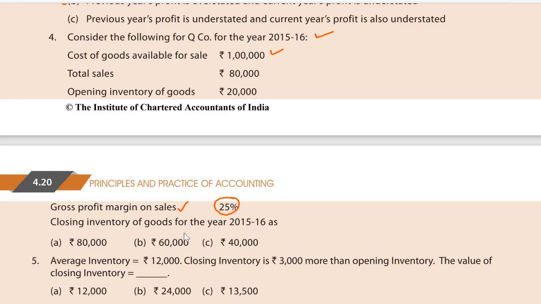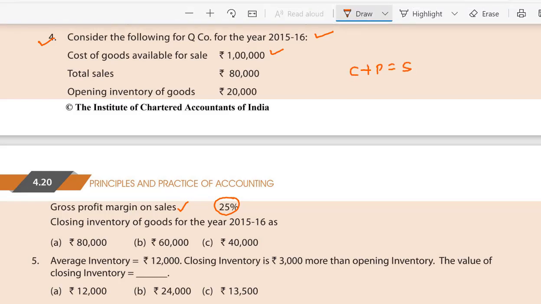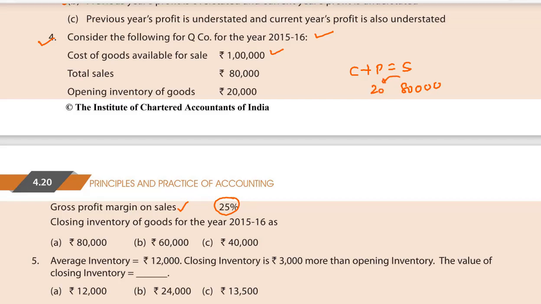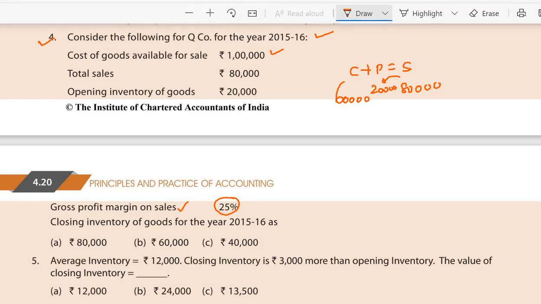Let us check and see. We are doing question number 4. In this question, total sales is 80,000 and gross margin is 25%. That is on sales. So cost plus profit equals sales. Sales is 80,000, so profit is 20,000. So cost would be 60,000. And over here, the cost of goods available for sale is 1 lakh.